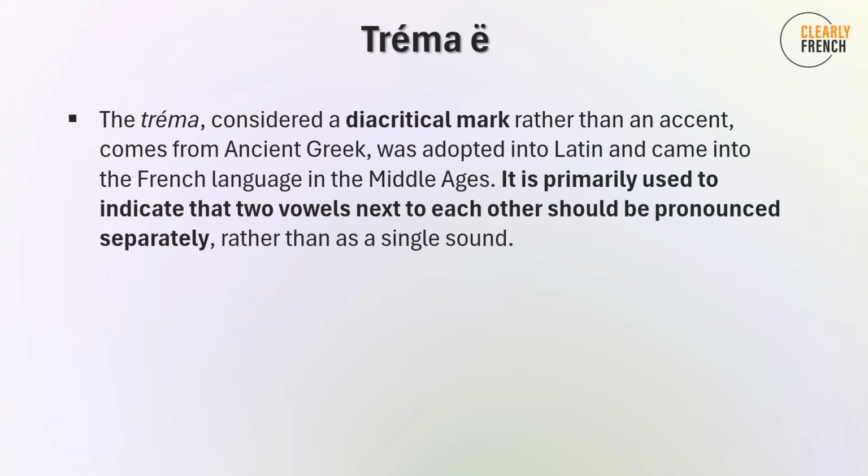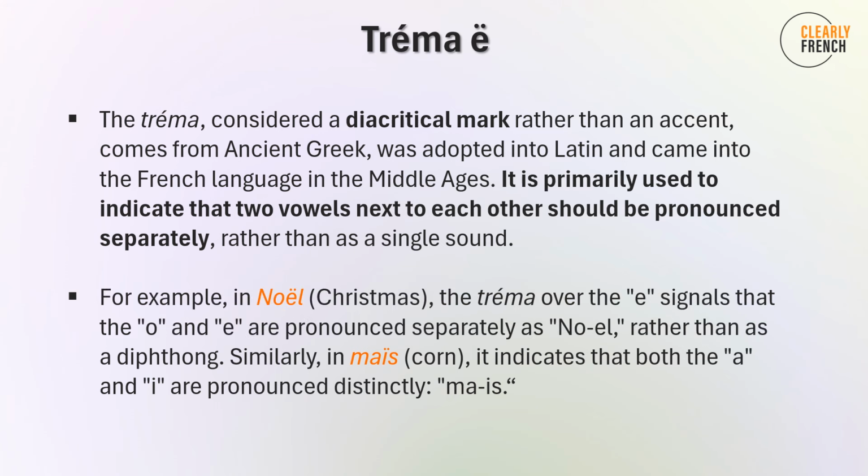Now let's have a look at the tréma. It's considered a diacritical mark rather than an accent. An accent is a subcategory of diacritical marks. It comes from ancient Greek, was adopted into Latin, and came into the French language in the Middle Ages. It is primarily used to indicate that two vowels next to each other should be pronounced separately, rather than as a single sound. For instance, in Noël, which is Christmas, the tréma over the E signals that the O and the E are pronounced separately, rather than as a diphthong.